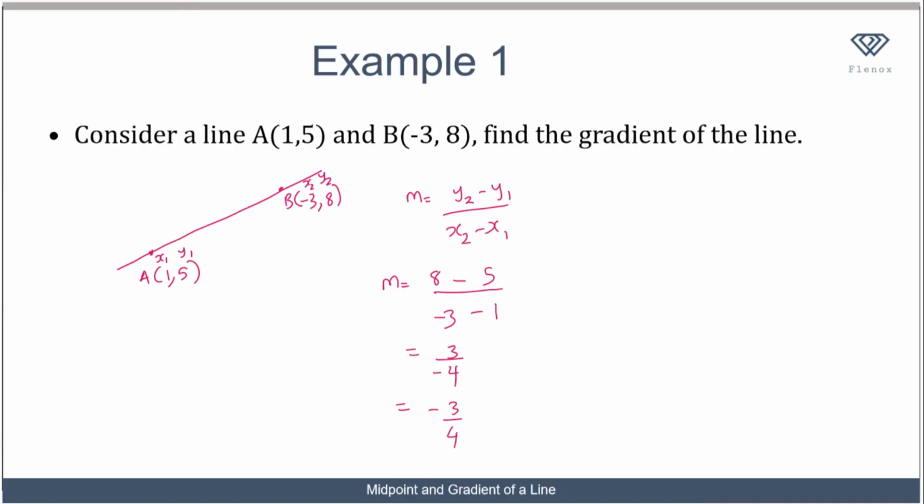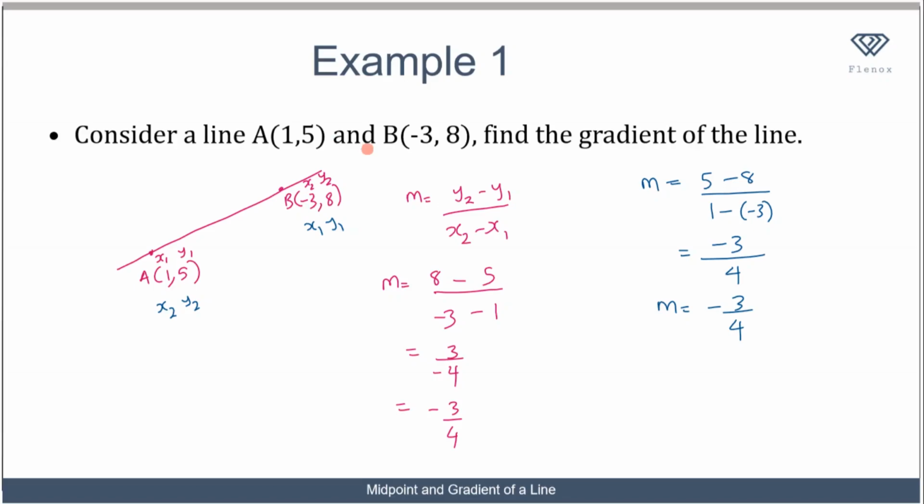But on the other hand, now let's assume that I labeled this coordinate here as x2 and y2, and I labeled this coordinate here as x1 and y1. So what will my slope be? My y2 in this case will be 5, minus my y1 in this case will be 8, over my x2 in this case will be 1, and my x1 in this case will be minus 3. So I know that 5 minus 8 gives me minus 3, and minus times minus is plus. So 1 plus 3 gives me 4, and that still gives me minus 3 over 4.